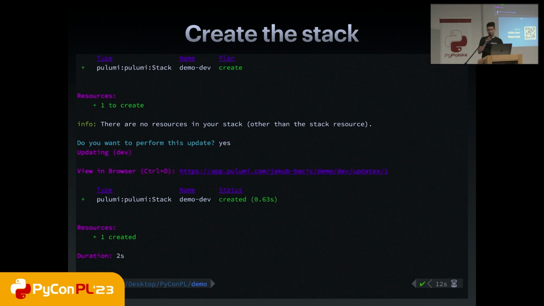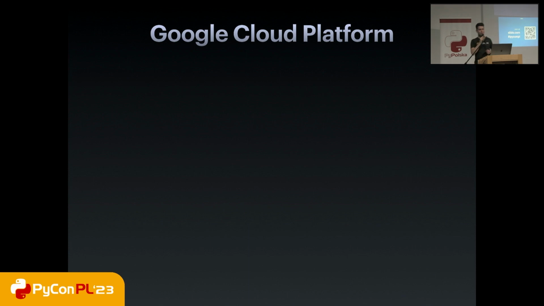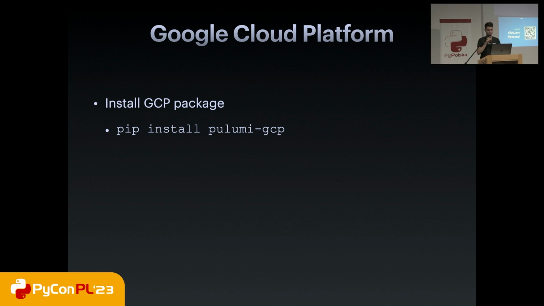So now let's talk about something that's finally cloud related. I'm gonna use Google Cloud Platform as an example. So we have to somehow add support for GCP, for Google Cloud Platform. So how can we do that? We have to install the GCP package. You might wonder how. You're probably gonna be positively surprised that this is just a Python dependency that you have to install in the virtual environment created by the Pulumi command a few slides before.